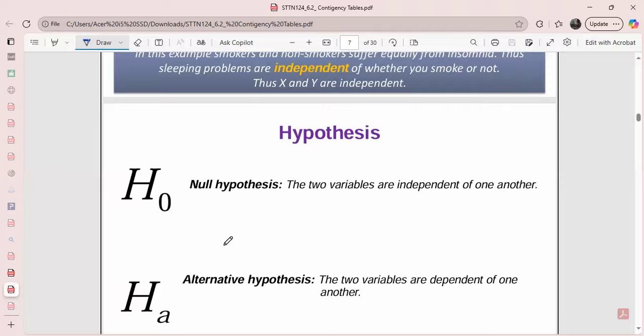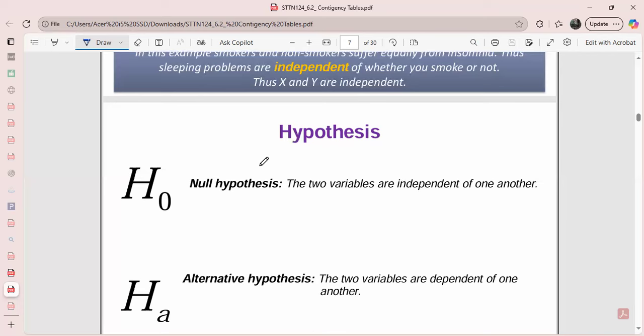But under the alternative hypothesis, we say that the two variables are dependent of one another. That's how you formulate the null and alternative hypothesis under this method when you're given a table. Then from step 2, 3, 4, and so on, it's still the same thing. You will always be given the probability, you will always be given the alpha, and so on.